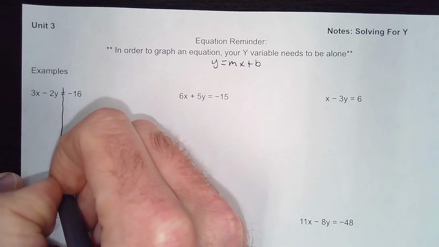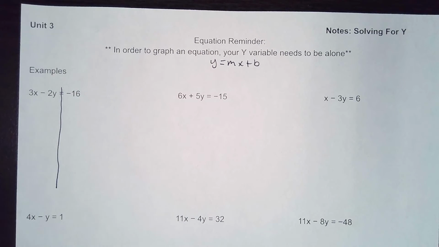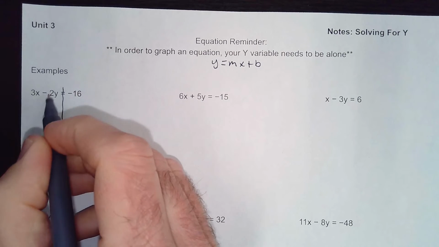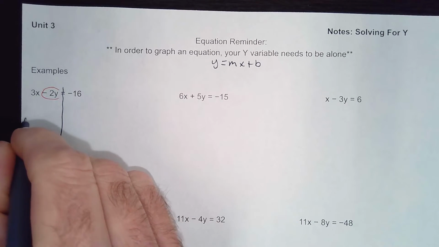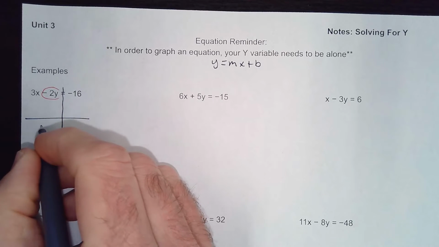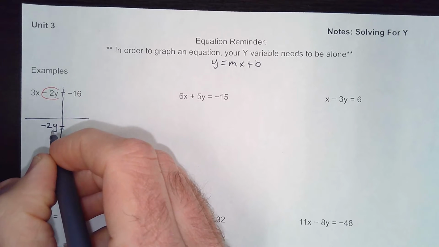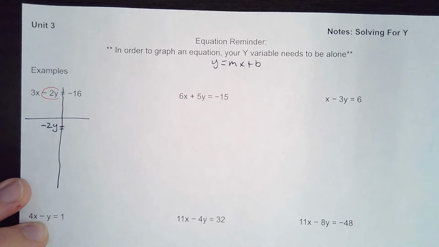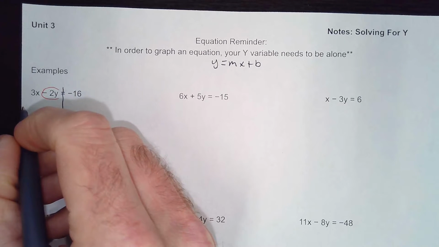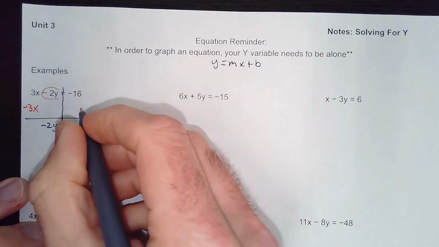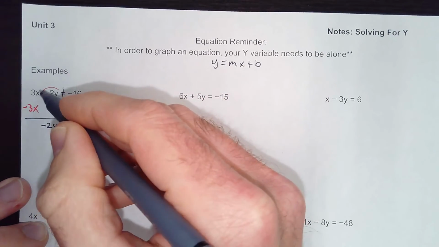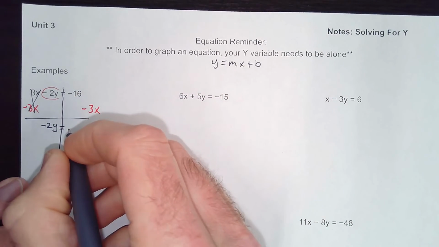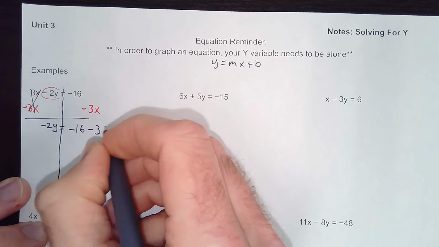Let's first draw our line down here. Then we need to try and get this term by itself. We're trying to get this by itself. So ultimately, we want to say, okay, what can we do to make it be negative 2y equals something? Well, I need to get rid of this 3x. So the opposite of 3x is minus 3x. Whatever I do to one side, do to the other side. These cancel out, and I'm left with negative 16 minus 3x.